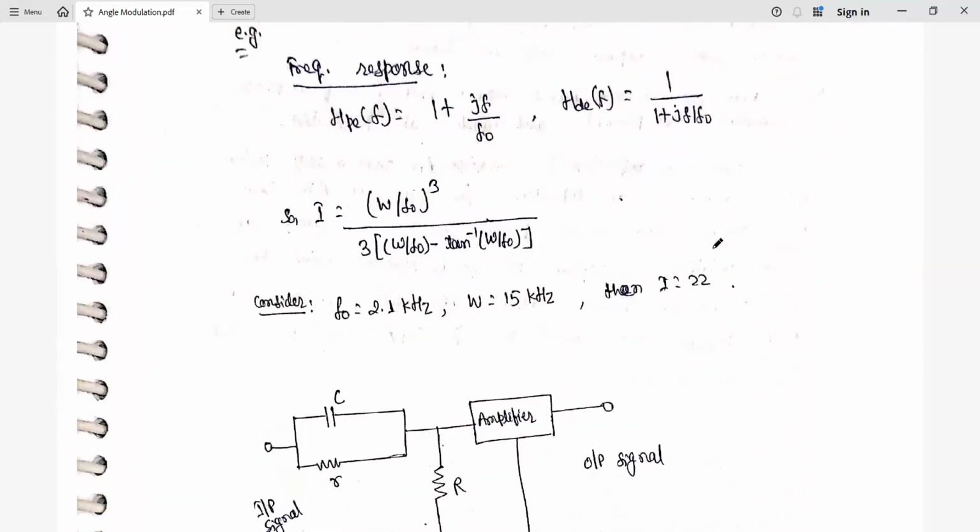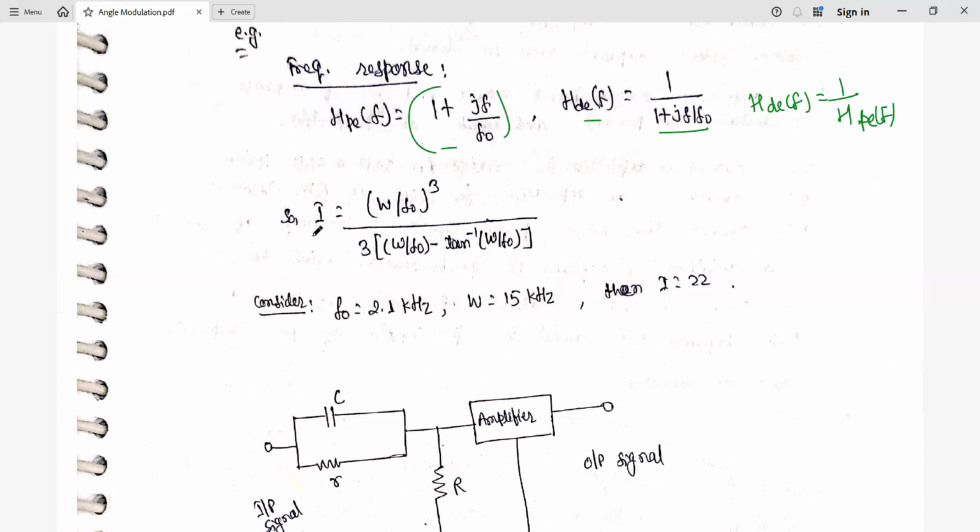Now we are going to consider one small example. If the response of the pre-emphasis circuit is given as 1 plus j f by f naught, then for the de-emphasis it is going to become 1 by 1 plus j f by f naught. This is how we obtain it, since de-emphasis is the inverse of pre-emphasis. On the basis of this concept, you can see that we can realize it in this part. Pre-emphasis is this one, so this entire term is written here in the denominator.